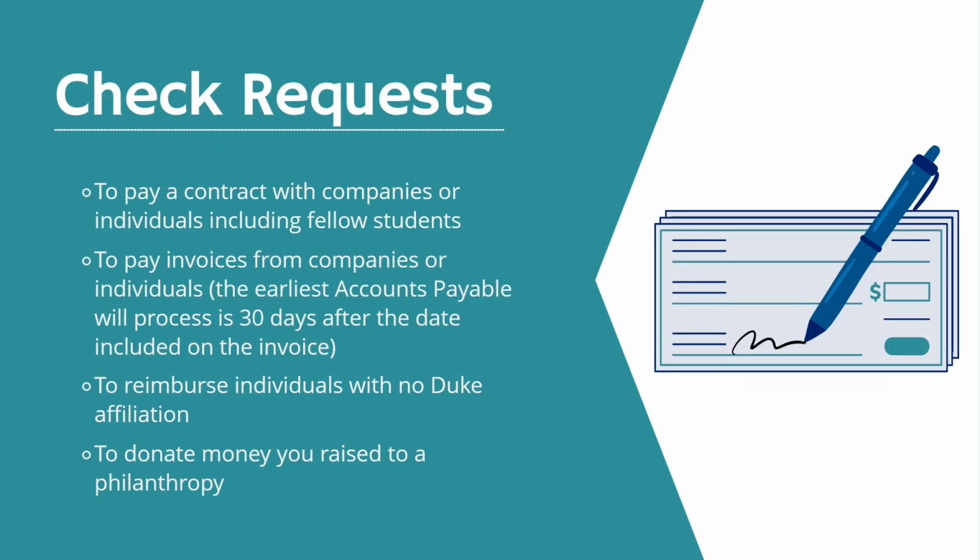The first type of payment we will go over is a check request. Our office collaborates with accounts payable, who process the checks for Duke University and Duke University Health System. Student organizations will utilize checks to pay contracts with companies or individuals, pay invoices, reimburse individuals that are not Duke affiliated, and donate money you have raised.